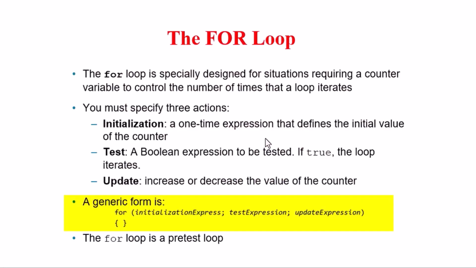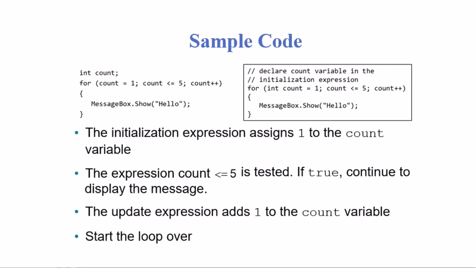The generic form is for initialization expression, test expression, update expression. In other words, what you're going to initialize the variable for goes first, then the test expression, what you're going to test it for, then the counter update is going to be the last thing in that. And then you got your bracket where you're going to have your block of code that actually executes when you're running. It's a pre-test loop. It is going to do the testing first.